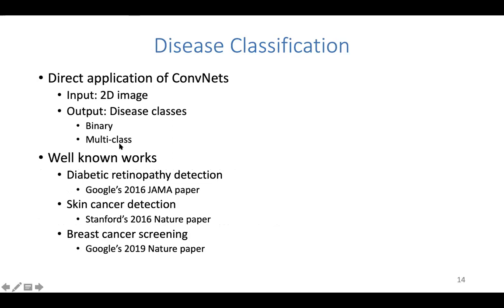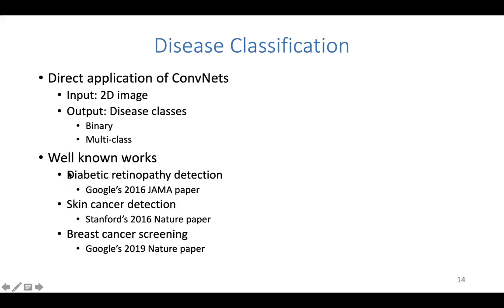And typically it's just a direct application of ConvNets. The input is just a 2D image and the output is disease classes. It could be binary, multi-class, or multi-label. The output is just good old classification, so there's nothing new here. People have been using ConvNets for image classification since the ImageNet challenge, so using this for medical purposes is not too much different. Sometimes you use medical domain knowledge, or sometimes you don't, and that's probably the only difference.